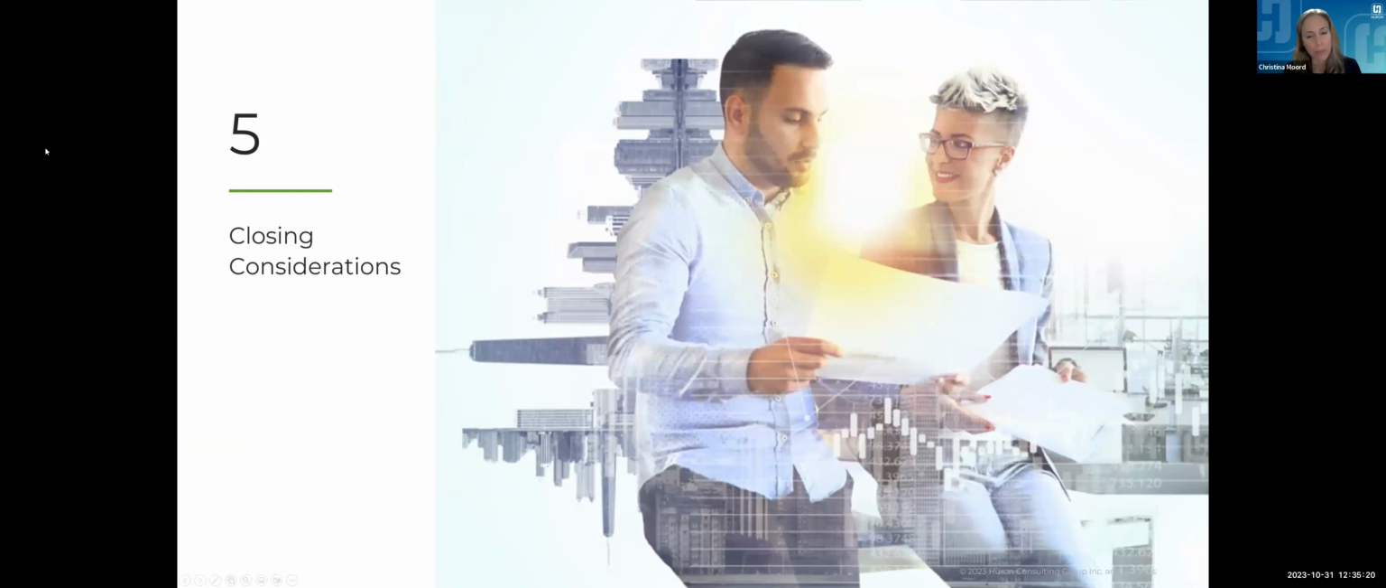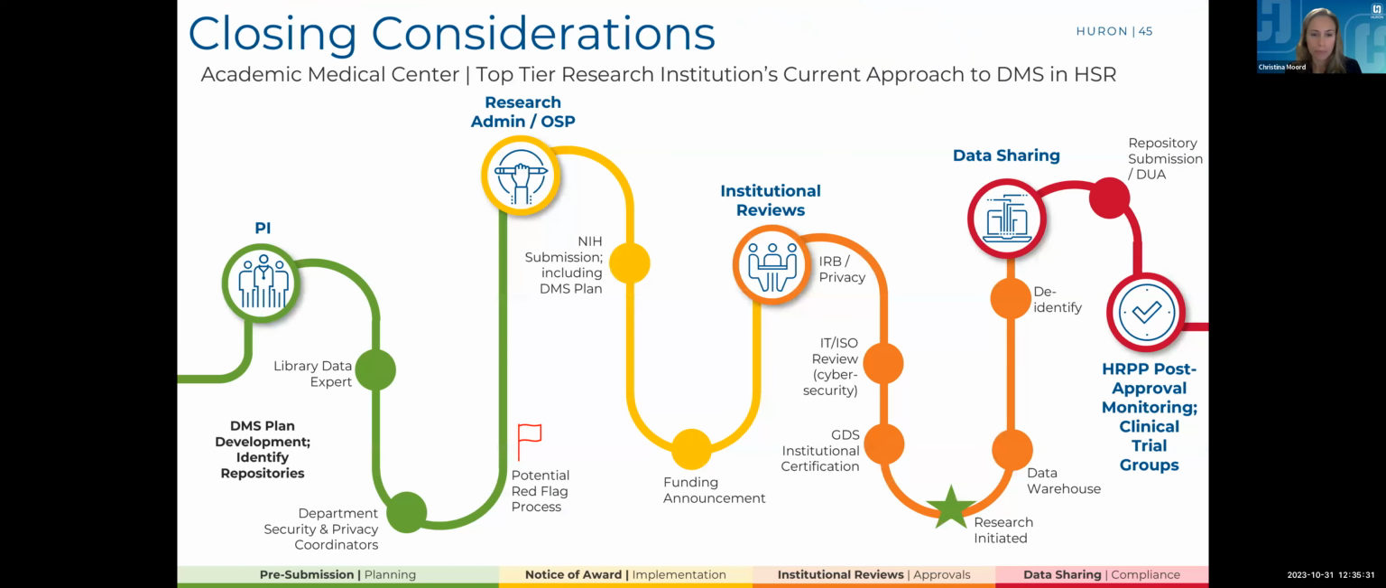As we near the end of our webinar, we thought it would be helpful to review an example institutional approach to DMSP implementation, along with key questions for your institution to consider. This is an outline of an example academic medical center's approach to DMS policy implementation and compliance monitoring in human subjects research. You'll see on the green track that this institution utilizes expertise within the university libraries to counsel PIs on plan development and selection of a repository.